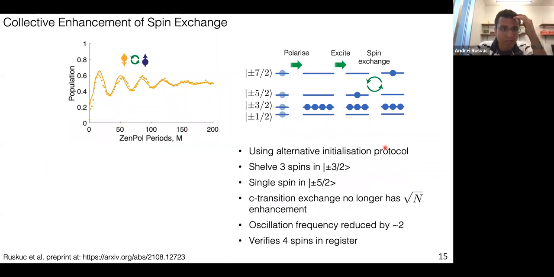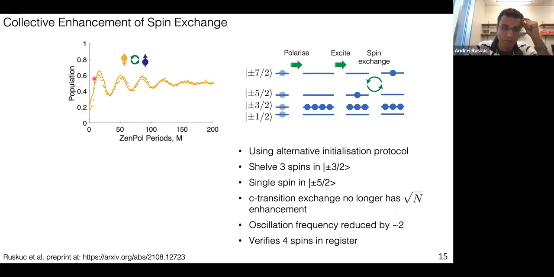We also demonstrate that we do indeed observe this collective enhancement of the spin exchange frequency, and this is a demonstration that we're preparing these W-type states. We do this by performing an alternative initialization protocol, which prepares only a single spin in the C transition manifold. First, we polarize all vanadium spins into the 3/2 level, and then we perform a single spin excitation on the B transition, thereby preparing one spin in 5/2, before then measuring the exchange frequency on the C transition.